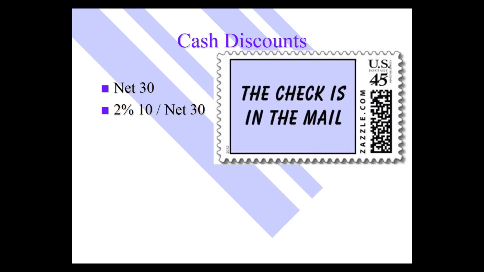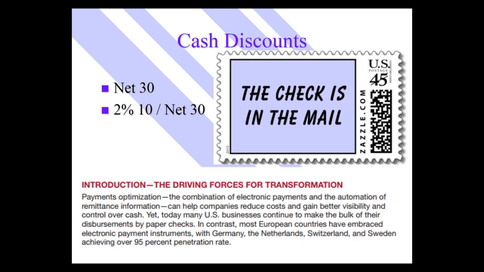You've probably heard the term, the check is in the mail. Unbelievably, still in the United States, many, many companies still pay their invoices, their remittances, by check, not via electronic funds. Let me just read from a recent study. Payments optimization, the combination of electronic payments and the automation of remittance information, can help companies reduce costs and gain better visibility and control over cash. Yet today, many U.S. businesses continue to make the bulk of their disbursements by paper checks. And so an incentive to get them to pay early is this cash discount, this 2/10 net 30.